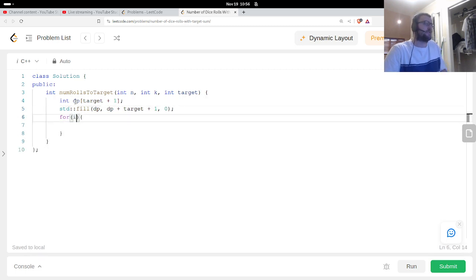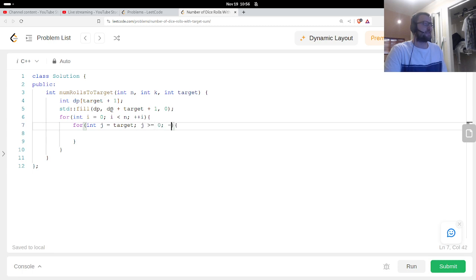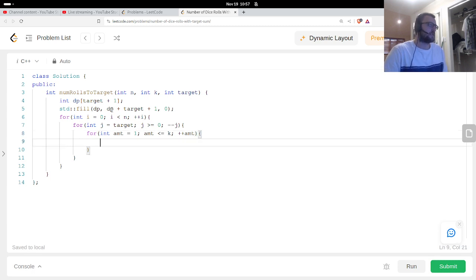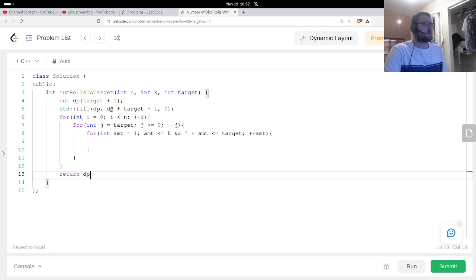Okay, for each dice that we have, we're going to loop j from target down to j greater than or equal to 0, decrementing j. Then for each amount equals 1, amount less than or equal to k, incrementing the amount, and we're going to check that j plus amount is less than or equal to target, right? And we're going to return DP of target.